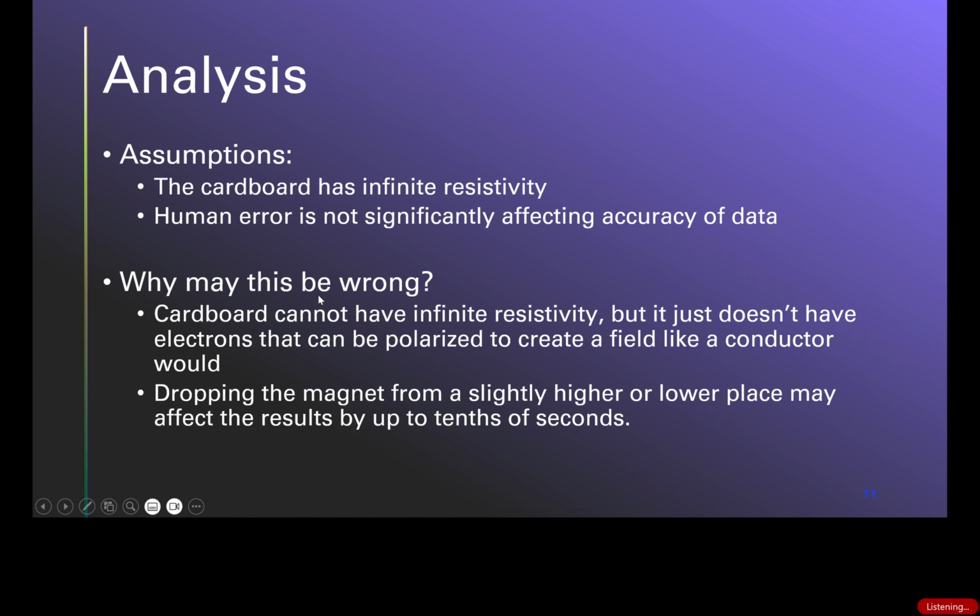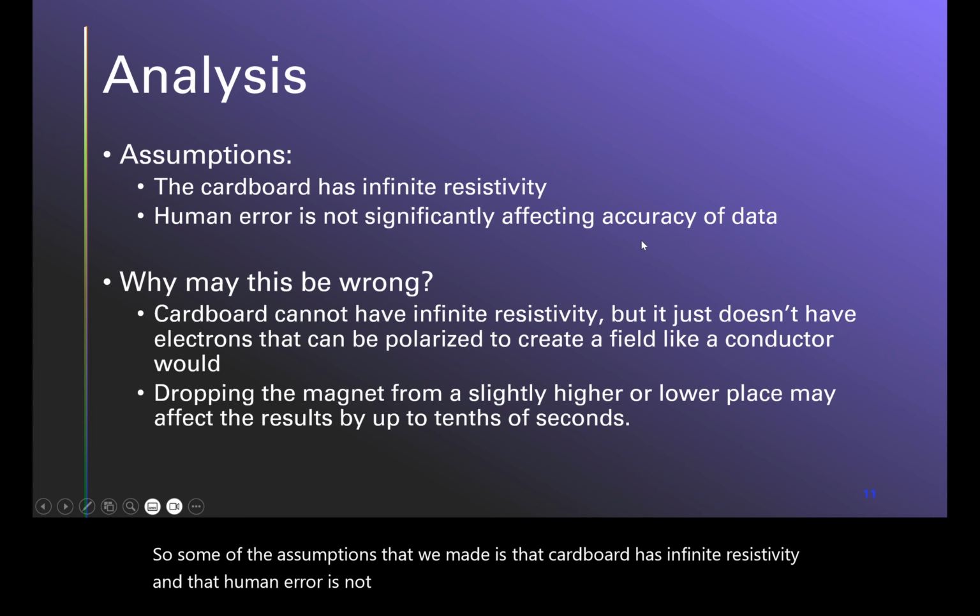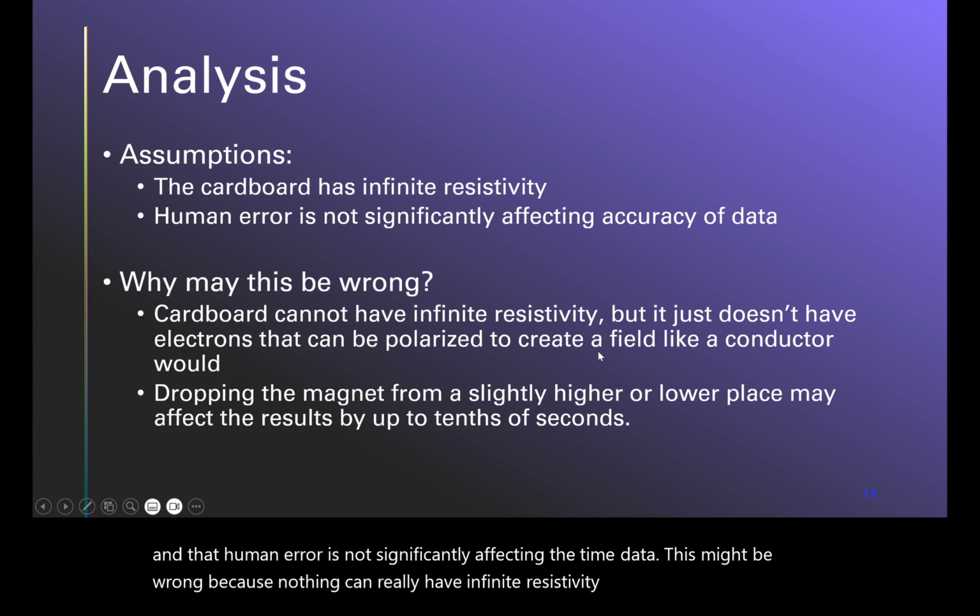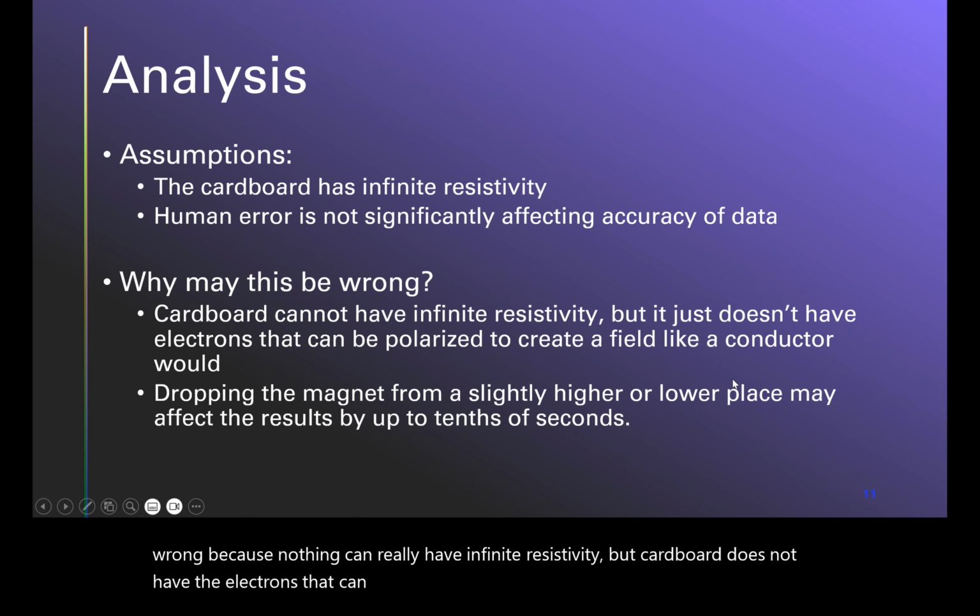Some of the assumptions that we made are that cardboard has infinite resistivity and that human error is not significantly affecting the time data. This might be wrong because nothing can really have infinite resistivity, but cardboard does not have the electrons that can be polarized to create a field as a conductor would, so it can be assumed to be a near-perfect insulator. Dropping the magnet from a slightly higher or lower place also might affect the results by up to tenths of seconds, as mentioned earlier.